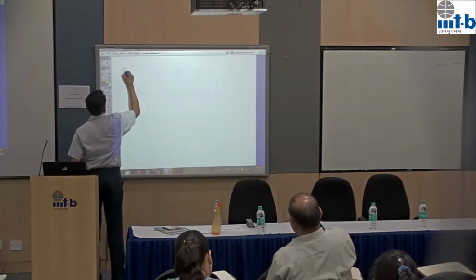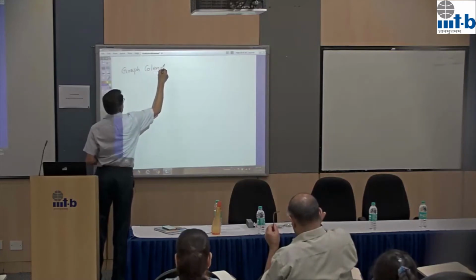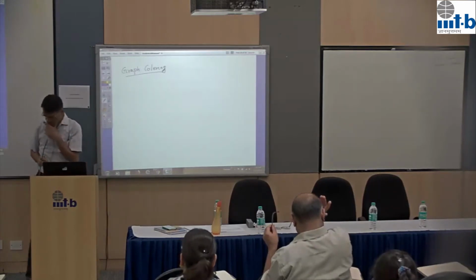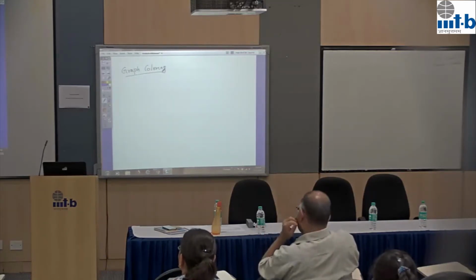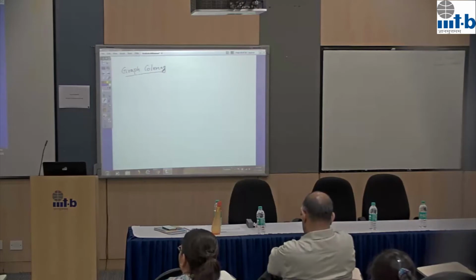Right. Let's look at graph coloring. So this is not a subset problem like vertex cover. It's not a permutation problem like Hamiltonian cycle. It's some sort of a partitioning problem, right? So what is a graph coloring problem? I want to color the vertices in minimum number of colors such that adjacent vertices don't get the same color.